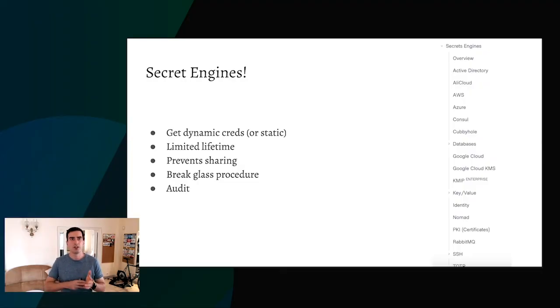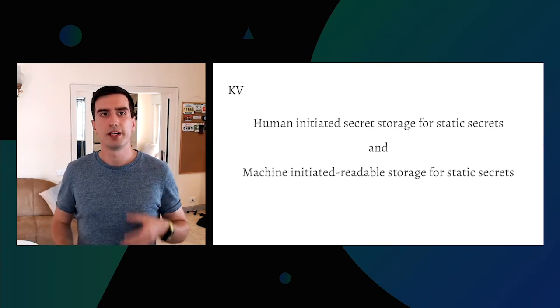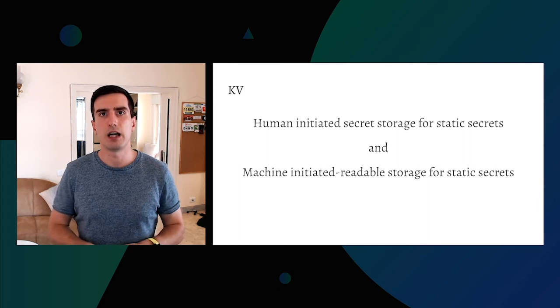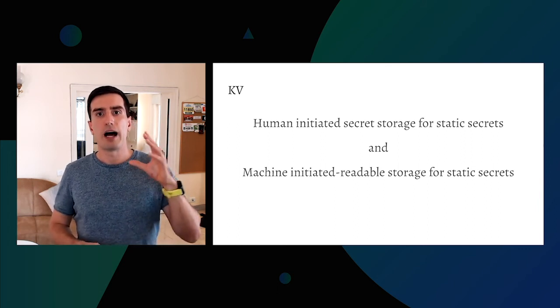The secret engines, and those are really nice because you can get dynamic secrets. They have a limited lifetime. They prevent sharing of credentials because every workload gets its own, and you have a break glass procedure and improved audit. So the KV, this is a storage for the static secrets.